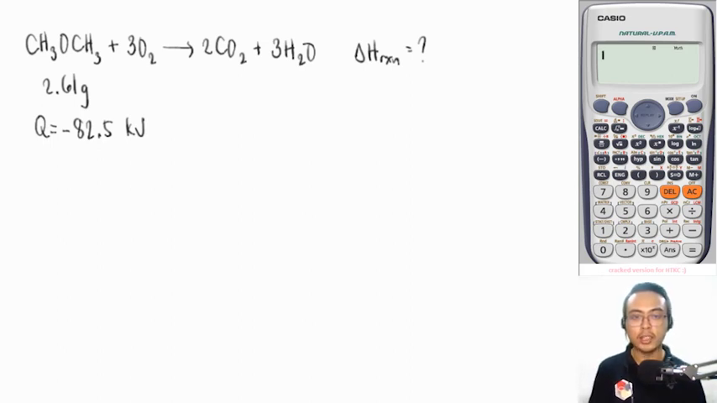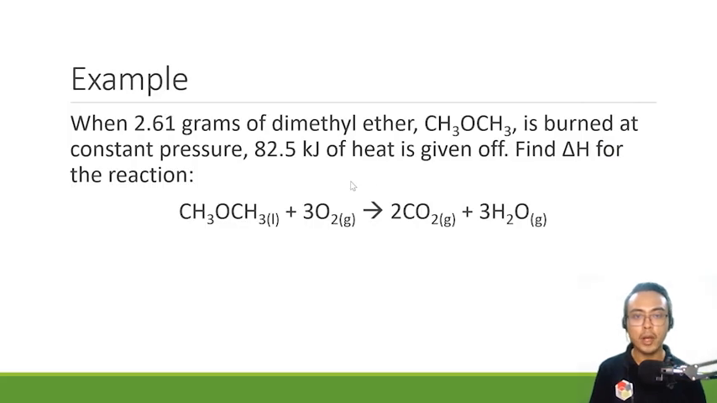If you go back to the problem, it did not state that 82.5 kilojoules is negative. So there was no direct indication that this is negative. However, it has stated that this amount of heat is given off. So based only on the wording of the problem, you have to decide whether to place a negative sign or not on this heat. In this case, it's given off, meaning it's being released. So we have to place the negative sign on our Q.